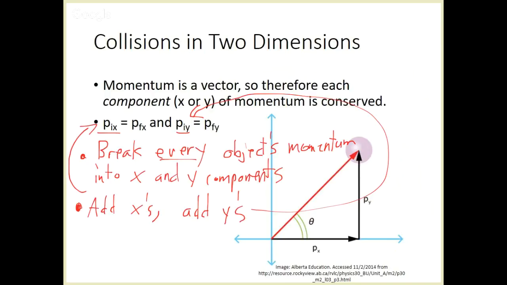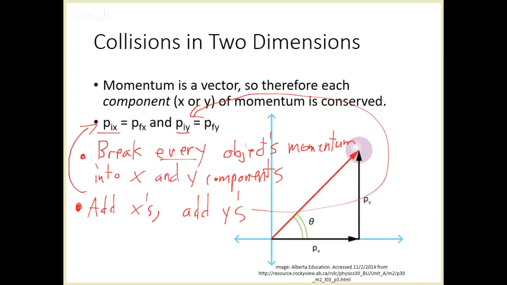Because momentum is conserved and it is a vector, that means its x component is conserved and its y component is conserved. So once you've done that, a lot of times I'm probably only going to give you two-dimensional collisions that are inelastic because it's a bit easier.